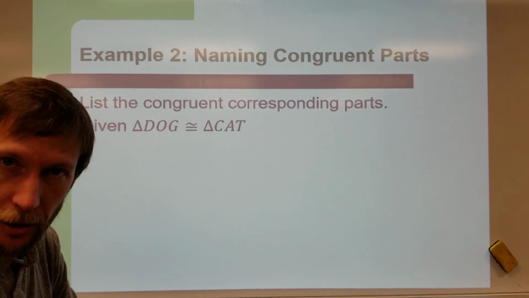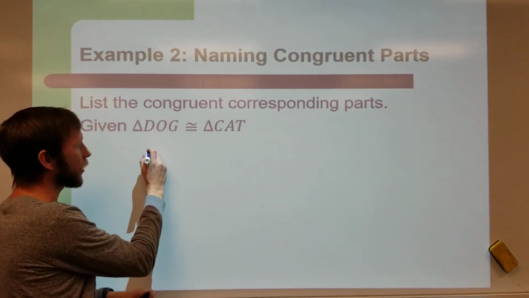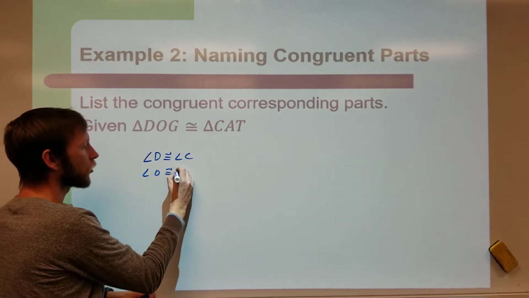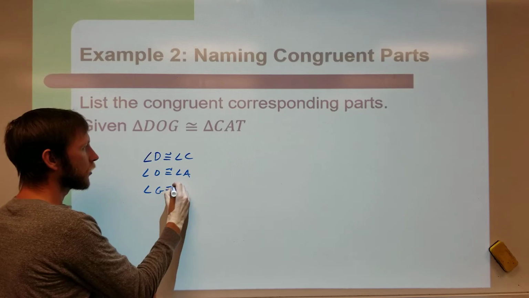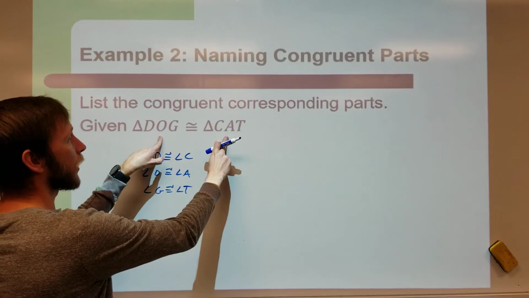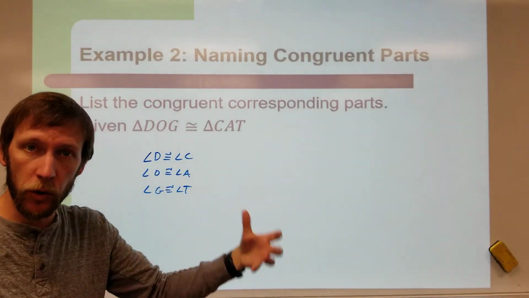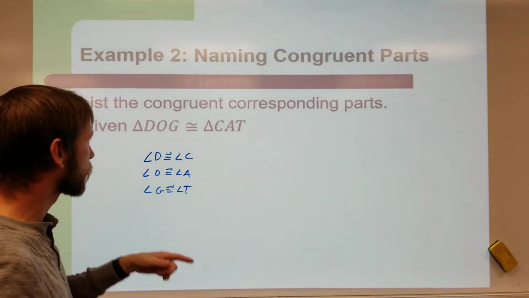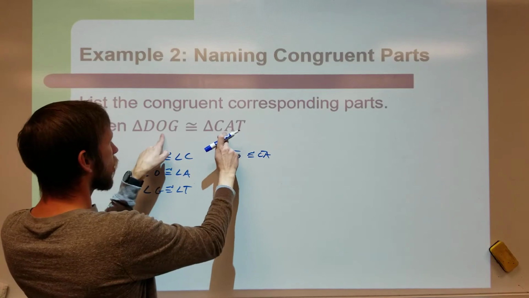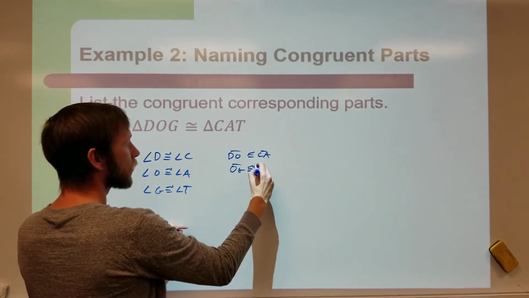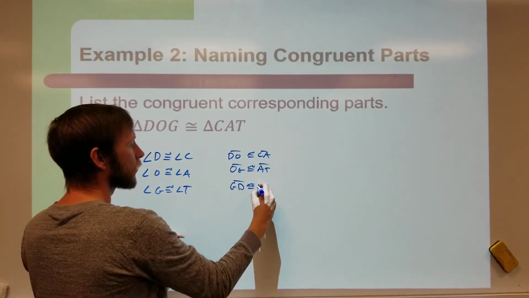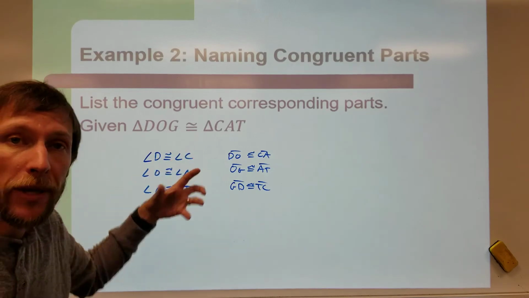I do not need a picture in order to identify the pairs of congruent angles. That angle D goes with angle C, that angle O goes with angle A, that angle G goes with angle T. I can identify that by looking at the order of the letters. That tells me which angles go with which angles, which points go with which points. And it also tells me which sides, DO and CA, OG and AT, and then GD and TC go together. We can do that without a picture.